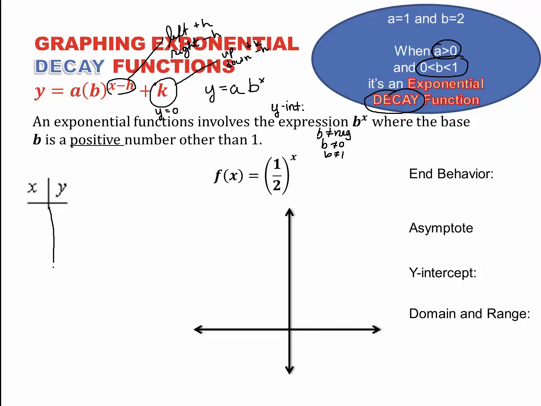So let's pick some points to graph. This is an example of a function. So this could be y equals a b to the x, right? With b being 1/2 and a being 1. How do I know that a is 1? Well, it's an understood one, that is 1 times this base raised to the x. So I'm going to pick some values to go ahead and sketch this.